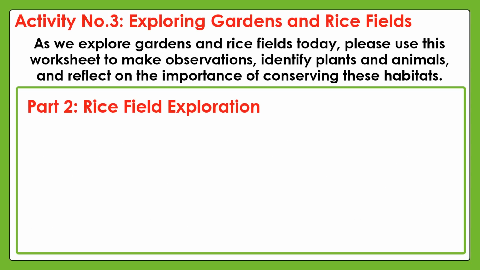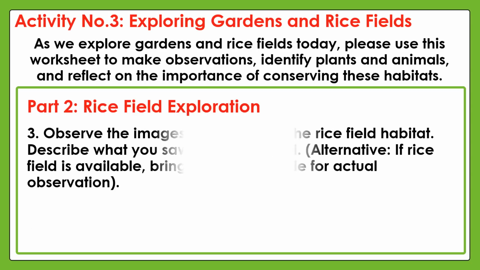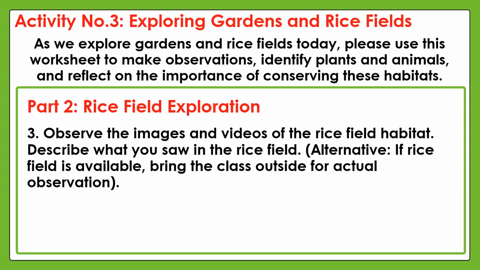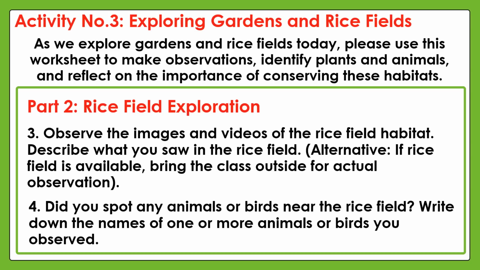Part 2, Rice Field Exploration. 3. Observe the images and videos of the rice field habitats. Describe what you saw in the rice field. Alternative, if a rice field is available, bring the class outside for actual observation. 4. Did you spot any animals or birds near the rice field? Write down the names of one or more animals or birds you observed.